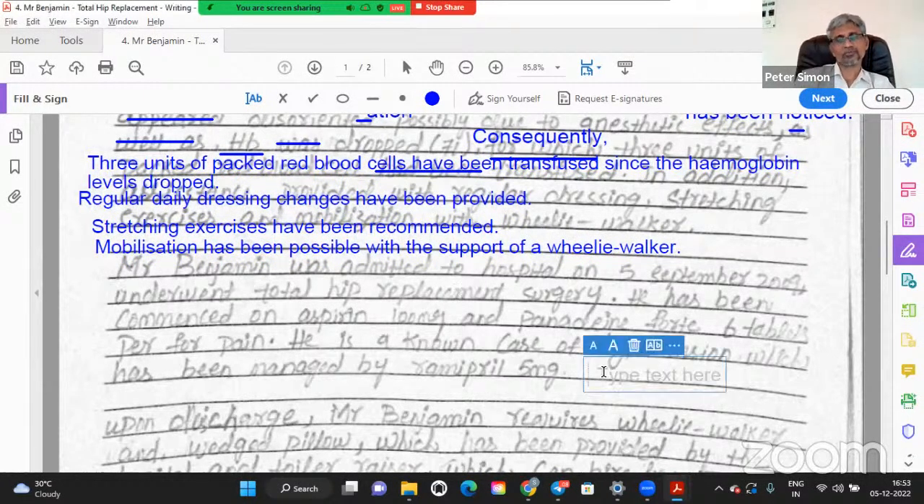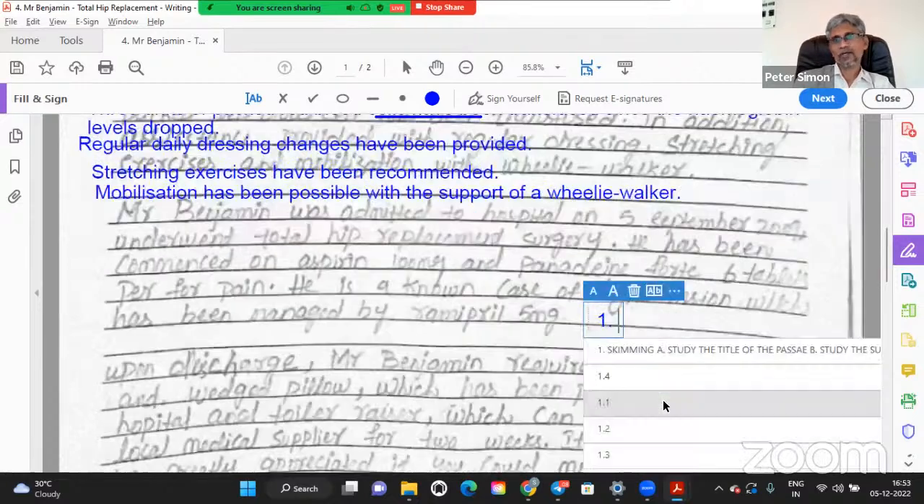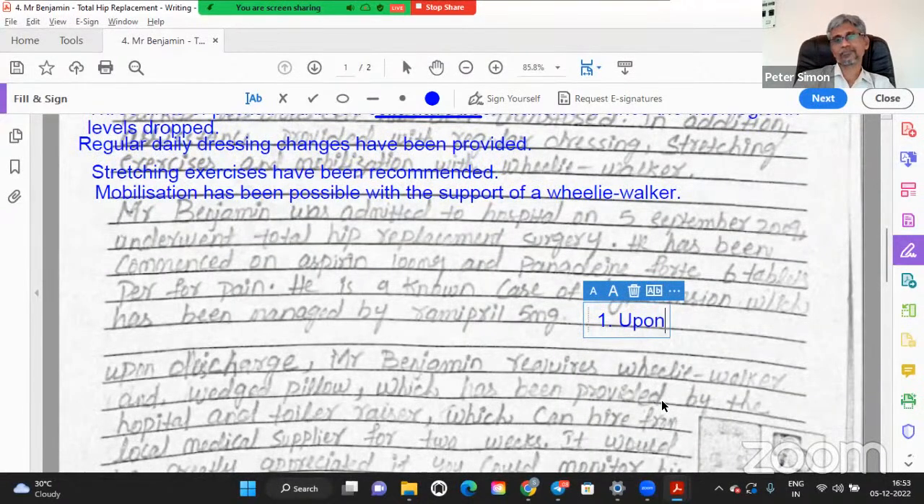Anyhow, I was going to tell you, before only you asked, wise of you. It was really wise of you, because even before I asked, you said, first one you have to write upon admission. Second one you have to write post-operatively, or during hospitalization. Then third one is a discharge plan, upon discharge.